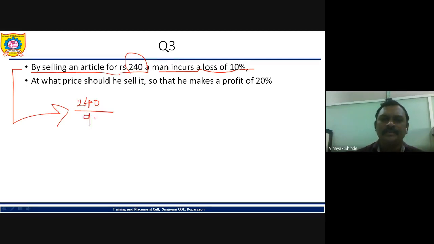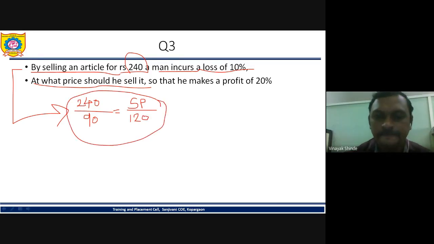So directly you can write 240 by 90 is equal to, at what price should he sell? Second selling price is unknown. So write down selling price only, so that he makes a profit of 20%. So profit 20% होना चाहिए. So this second selling price is 100 plus 20 means 120. So write down 120. So within this one line, you will get the answer. There is no need of any formula for such questions.